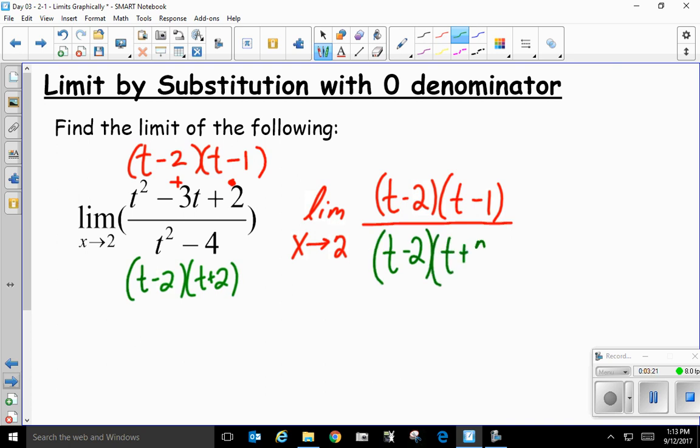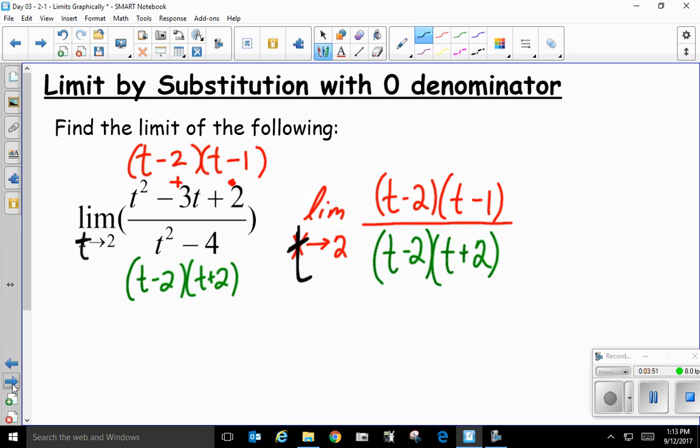if I still plug my x in, isn't that weird, I use t's here and x there? I should probably change that to a t. If I still plug a 2 in for t, here I still get 0 on the bottom. And if I multiply anything by 0, the bottom is still 0 and it's undefined.